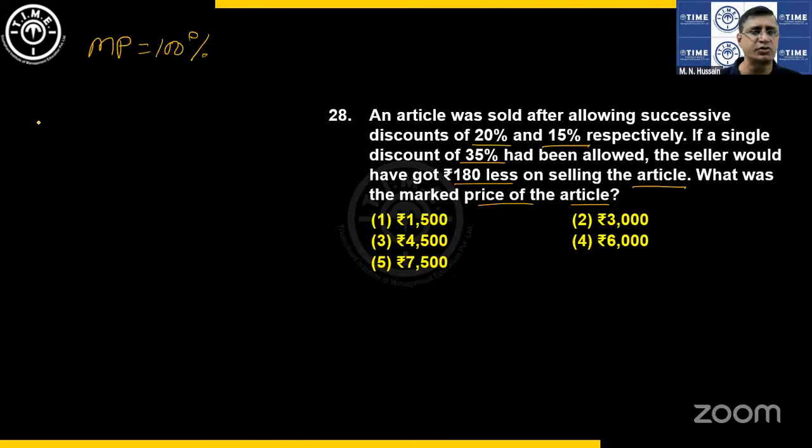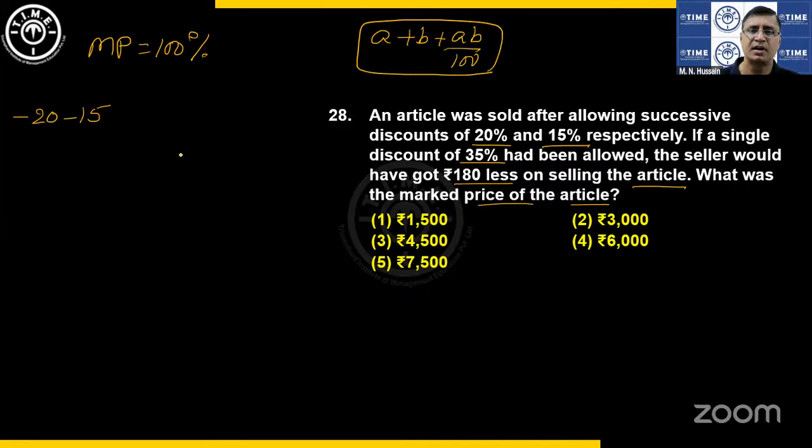Offering two successive discounts of 20% and 15%. So what is a single discount equivalent to successive discounts of 20 and 15%? Just apply this formula, A plus B plus AB by 100, in order to find out the single discount percentage. Minus 20 minus 15. Minus into minus, 20 into 15 by 100. Simplify. So minus 35 plus 3. That is minus 32%.